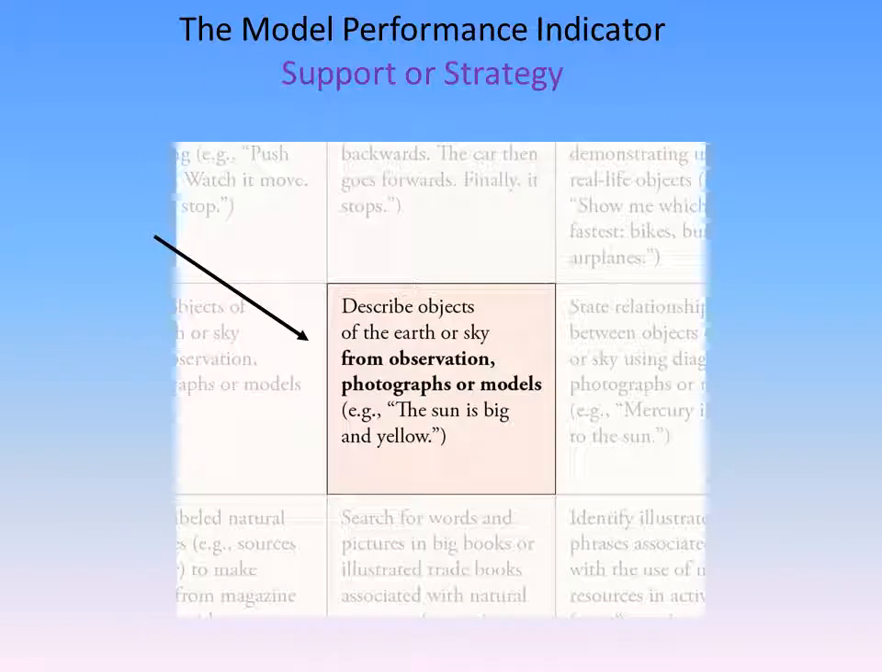And moving into our third part of the MPI, these are our supports or strategies that we're going to use to support the student in their learning of this topic and their production of this language function. So we have three things here: from observation, photographs, or models. So we're going to give students the chance to observe, the chance to look at photographs, and the chance to see some different models of things that might help them to describe objects of the earth and sky.